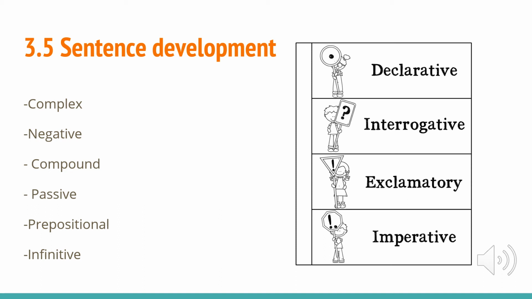WH questions are the most common, like, "Where are you? What do you like? Why do I have to go?" But by age 5, most children have most sentence types under their belt.